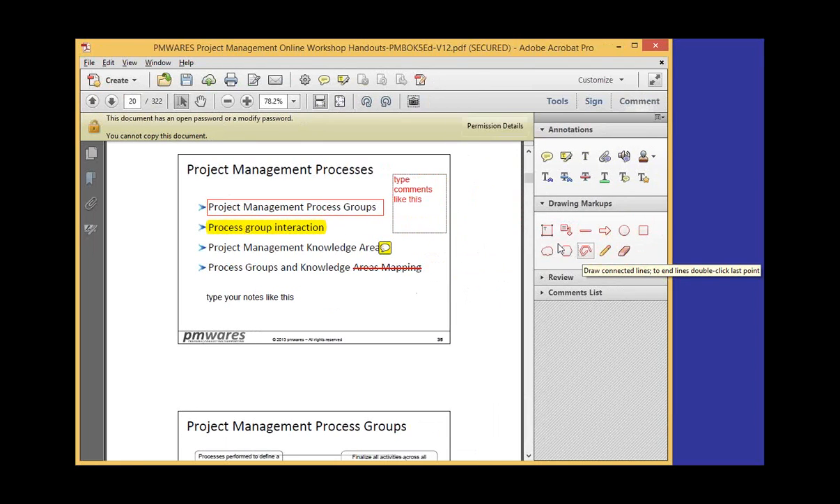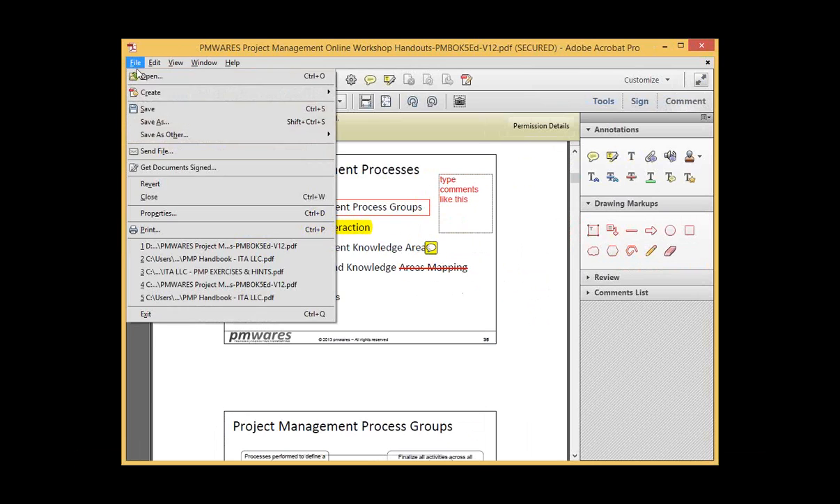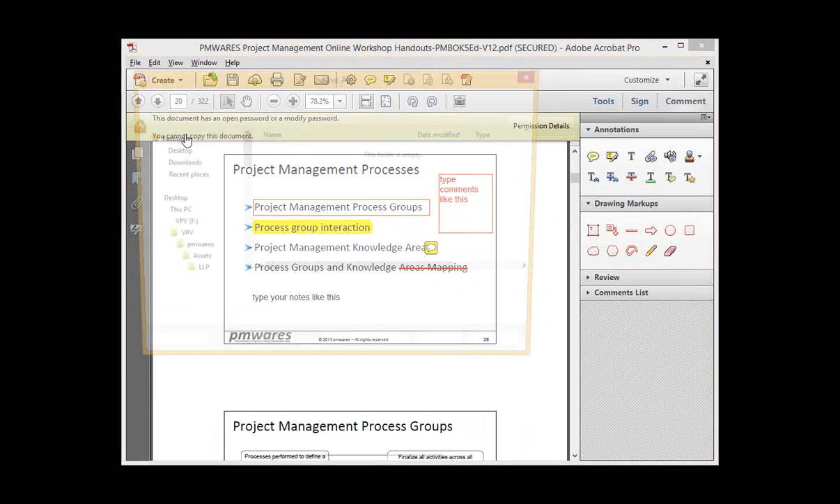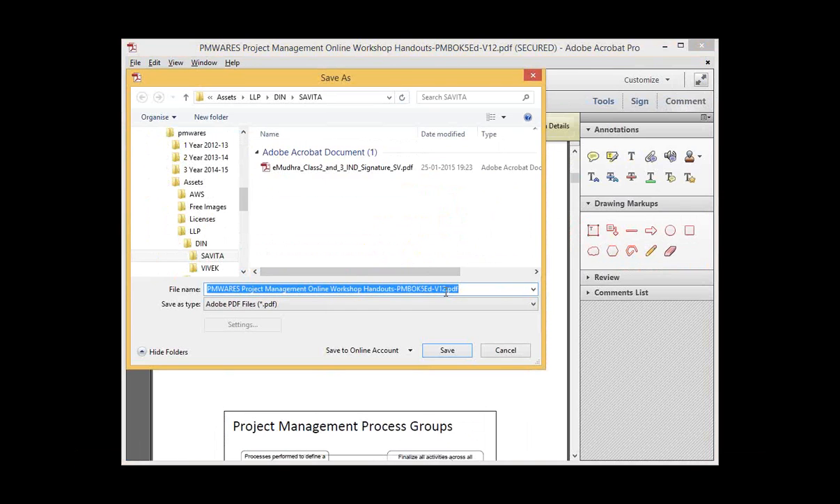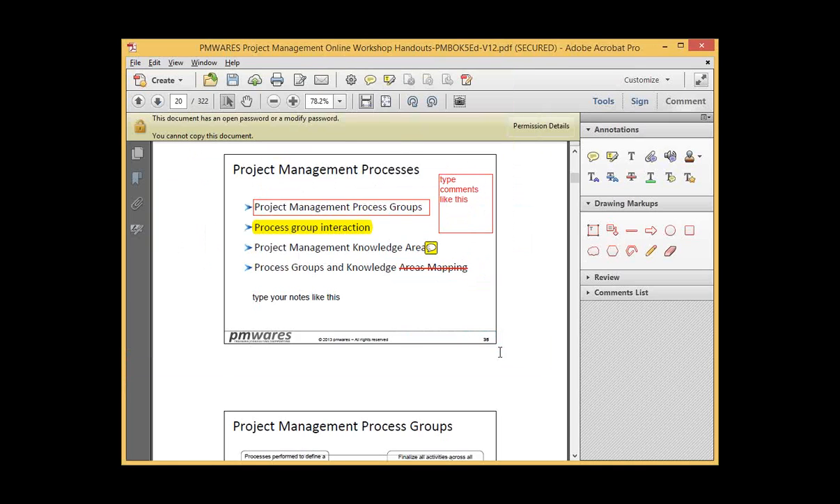Now what you need to do, you do not close it like this, just say save as and save it wherever you find okay, like in my documents, and put an appropriate name. Then say save, and this PDF will be saved with your comments.